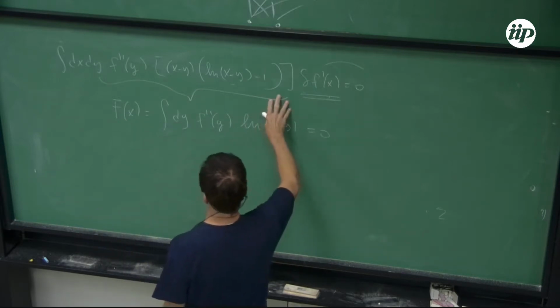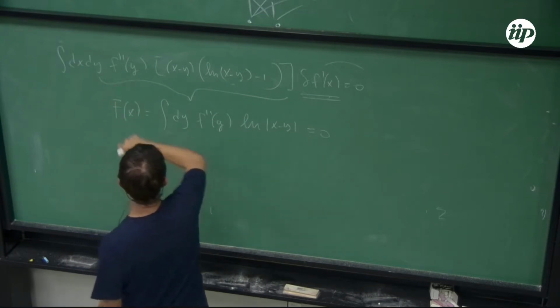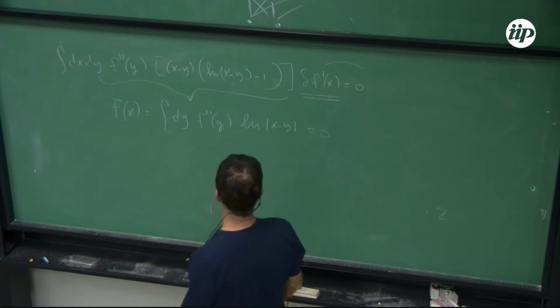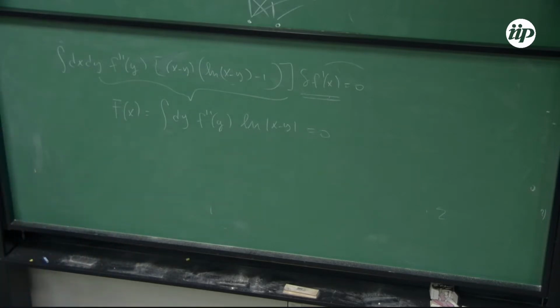From here, what I can do, this being a function of x, is take a derivative with respect to x of this quantity, and then what you get is just this result. So let me show you how to deal with this part here and put it back in terms of f. This computation is just algebra. It's not very complicated.